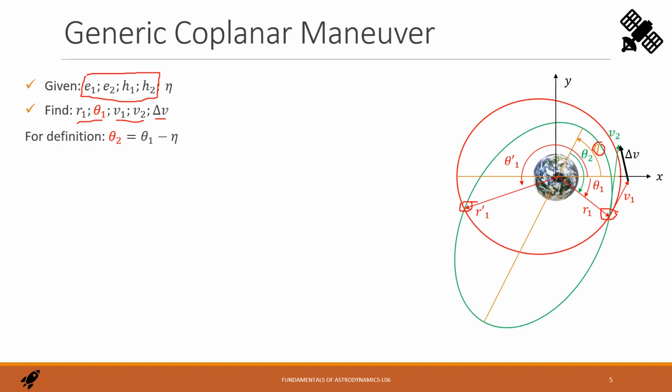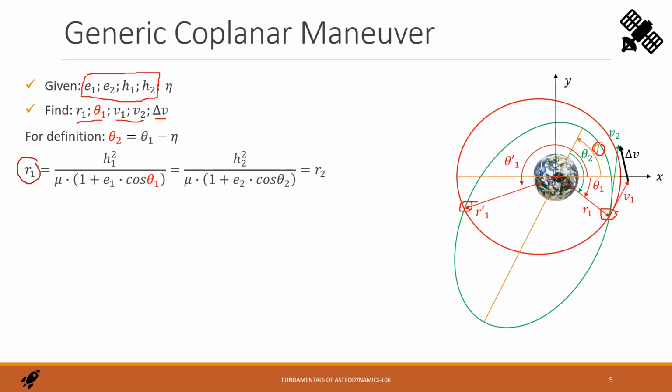By means of the trajectory equation, we can express the radius as function of the angle. Important to remember that the angle θ1 and θ2 are starting from the periapsis of the corresponding orbit. Then, since we look for a common point, we can put the radius of the conic 1 equal to the radius of the conic 2. And by replacing θ2 with θ1 minus eta, because we know the relative position of the two periapses, we can get an equation in the variable θ1.